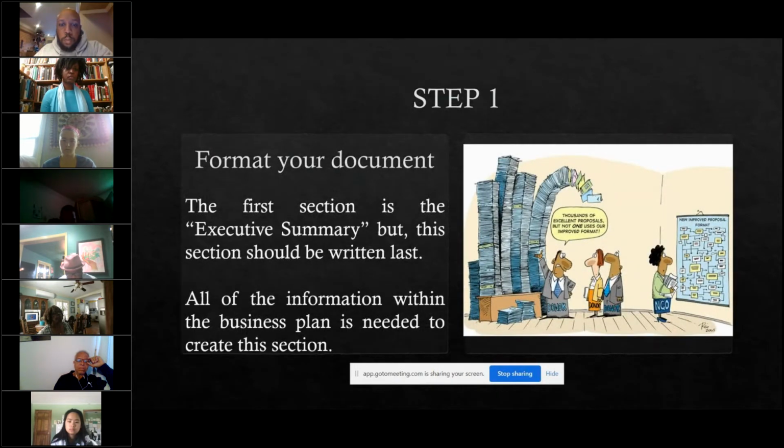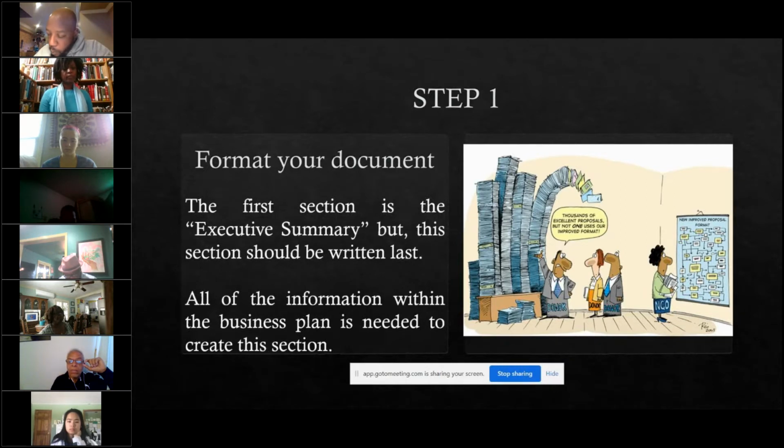So let's talk about the steps to developing a business plan. So first, you want to format your document. You know, your business plan is what represents you and your business. So you don't want it to look sloppy. You don't want it to have grammatical and spelling errors. You want it to represent you. You want to put your best foot forward.